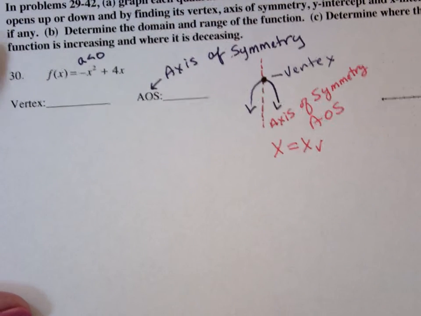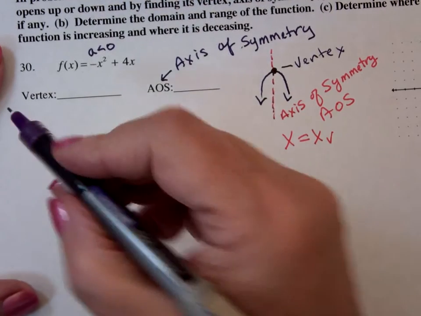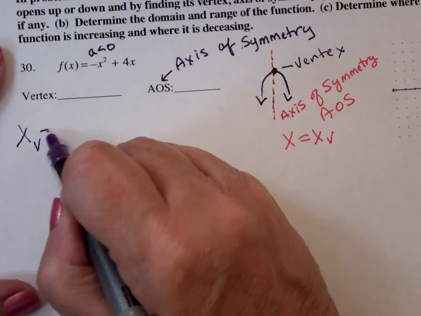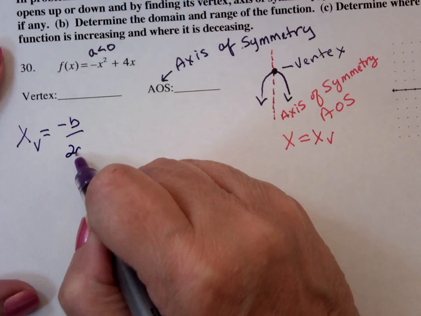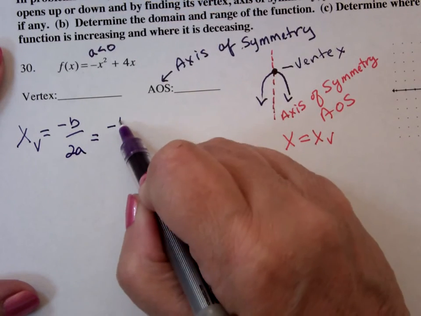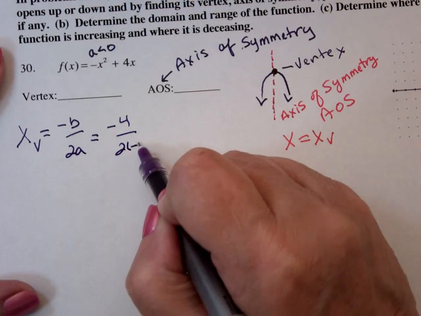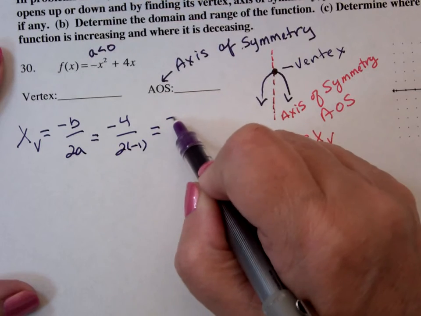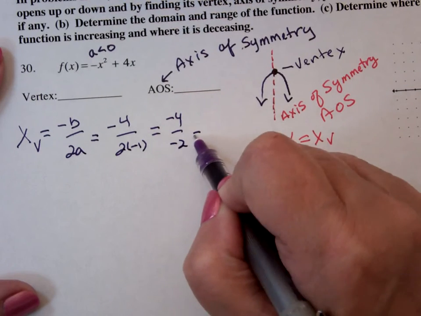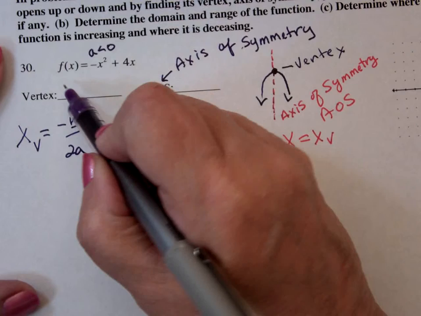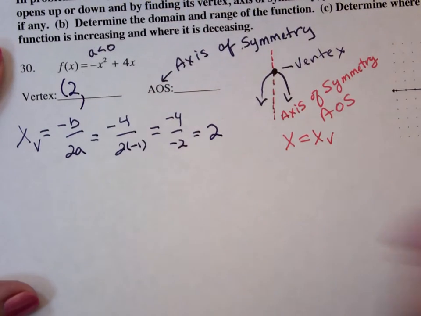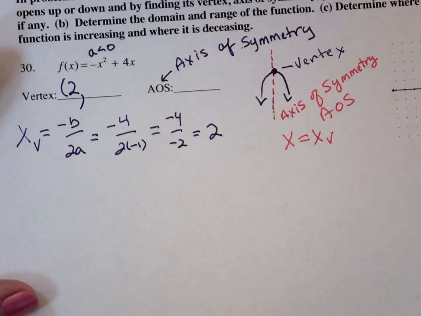So now I'm going to go after the vertex. That's the first thing I do. So I know the x coordinate of the vertex is minus b over 2a, which is minus 4 over 2 times minus 1, which is minus 4 over minus 2. The x coordinate of the vertex is 2. So if I'm going to look at him as a coordinate point, I know the x coordinate of the vertex is 2.